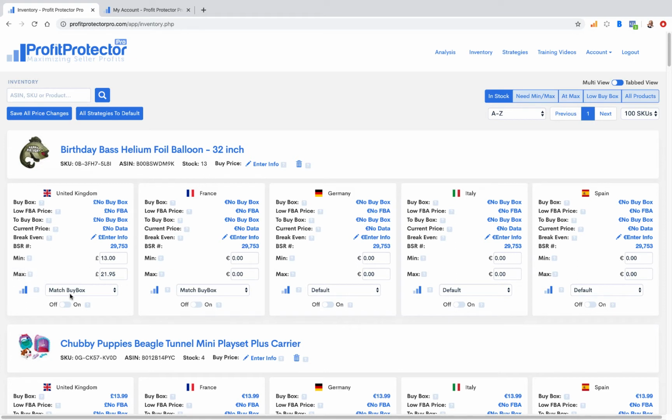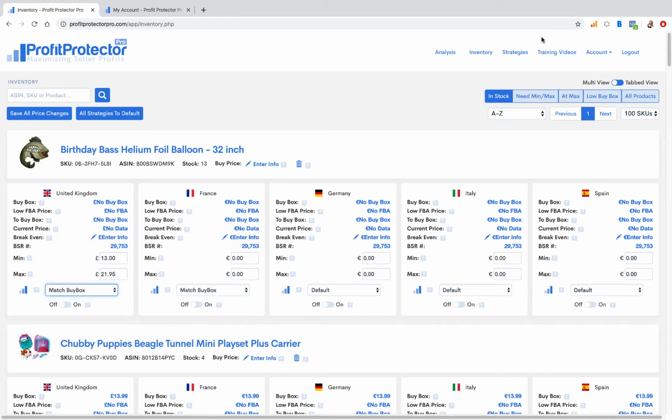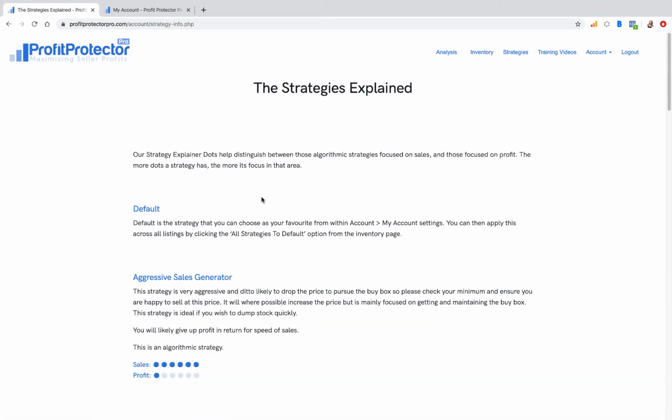So you can look at the strategies by going down here, and this is just a test account, which is why everything's empty. But you can see all your strategies here, and I'm going to talk you through each of them in a moment. But you can also see them by going up here and going to strategies. And you can click on strategies and it will take you to this page, which will talk you through all those different strategies and what they do. So let's get started and go through some of them.